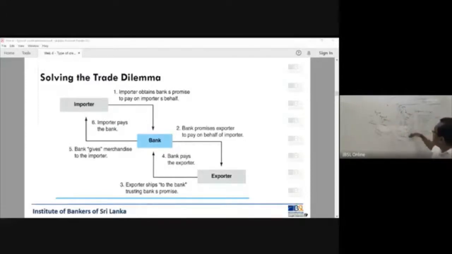So when we have an LC, the exporter can come to his bank, say State Bank of India, and show that I have an order, a confirmed order to sell. So I want some money to do the order. So financing can be arranged. Right? There are advantages for the importer as well as the exporter.